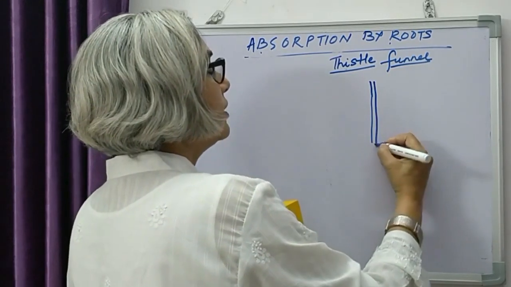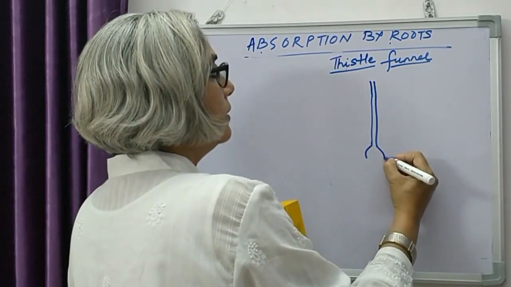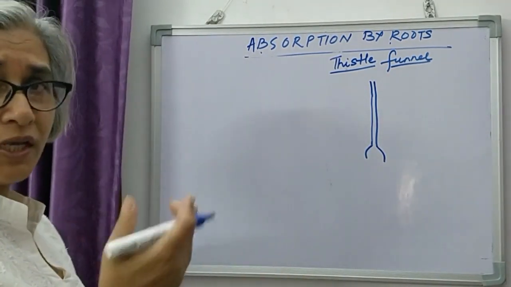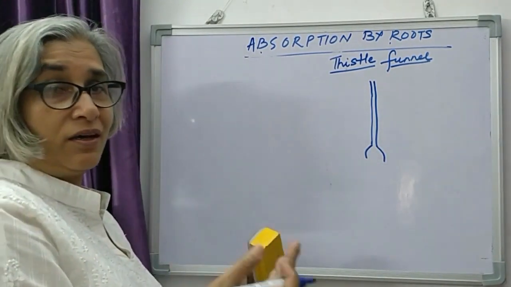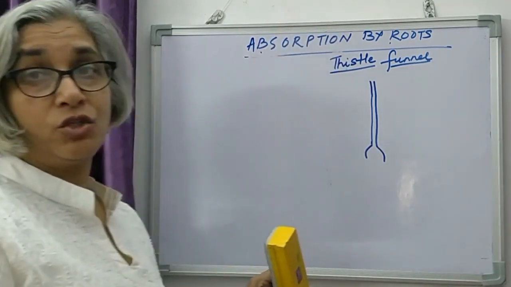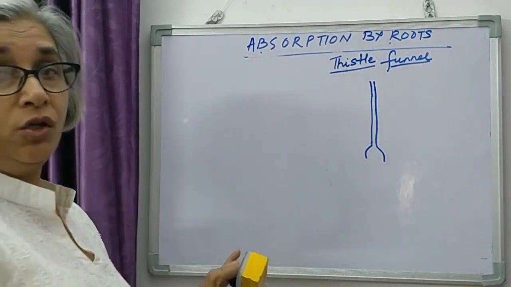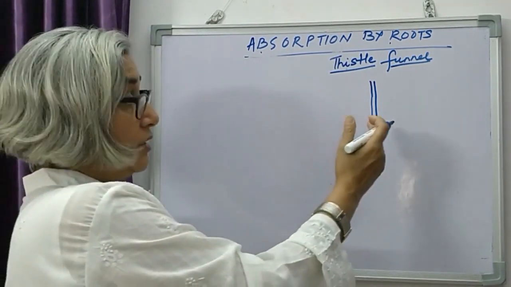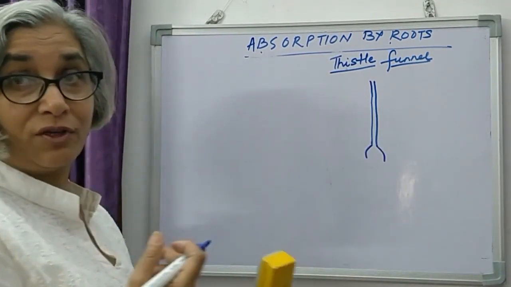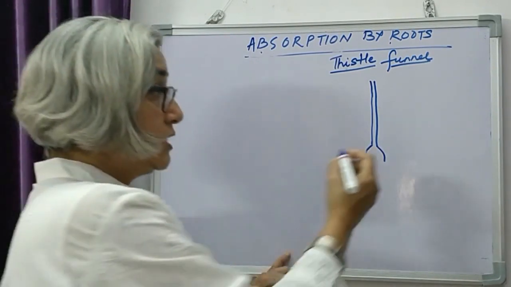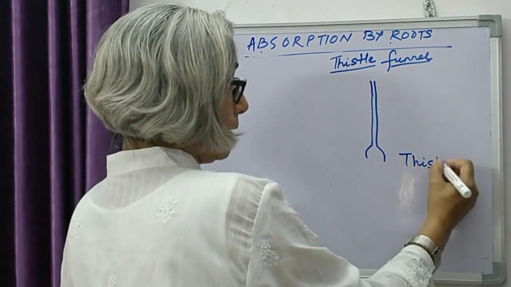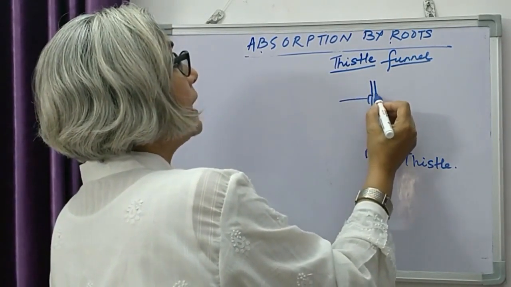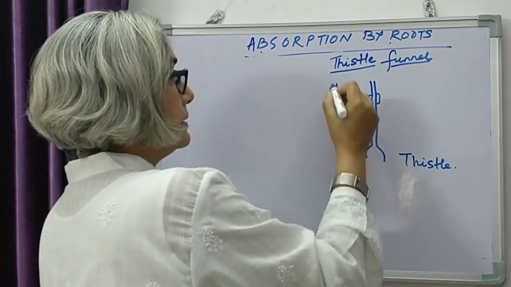Very narrow, like a straw, so that water can rise in the tube of the funnel through capillary action, by adhesion and cohesion, so that the water molecules stick to the walls of the tube. So this is a thistle funnel. Now this thistle funnel is clamped on a stand.